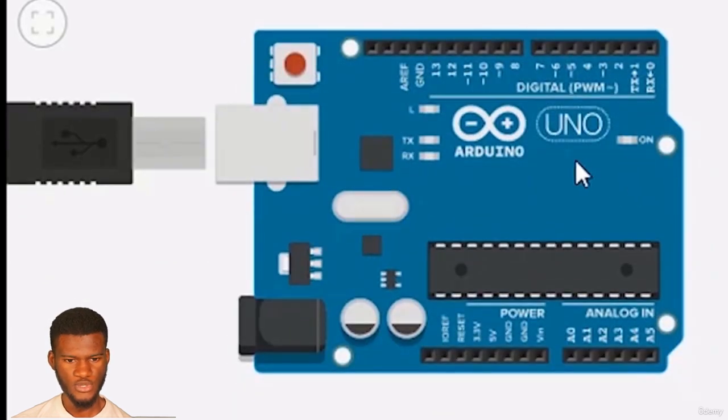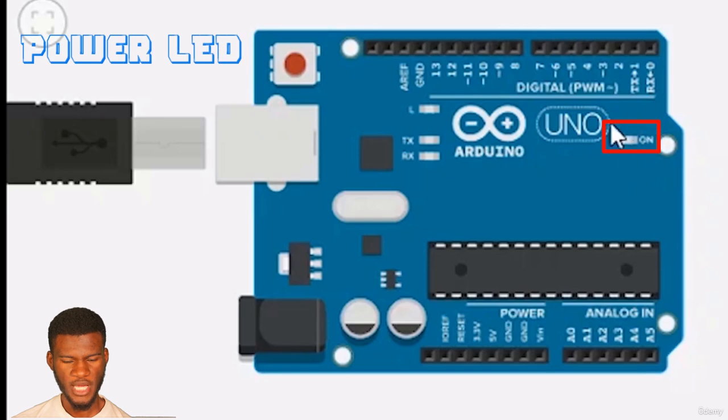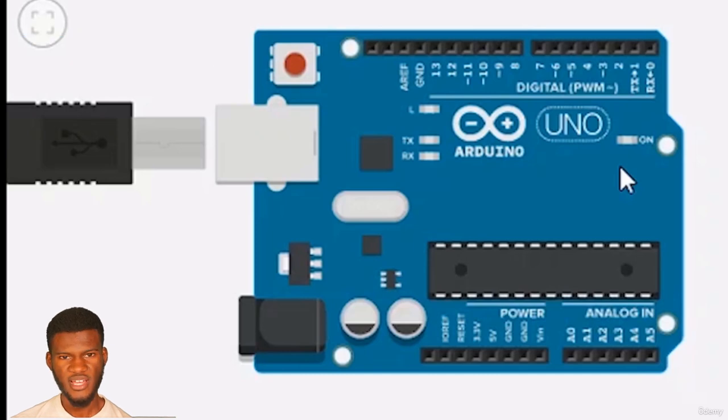There are a few components you need to point out, but we won't do everything for now. Just a quick tip: this on icon will tell you that the Arduino has been powered on. So whenever you see the LED on, that means the Arduino has been turned on.